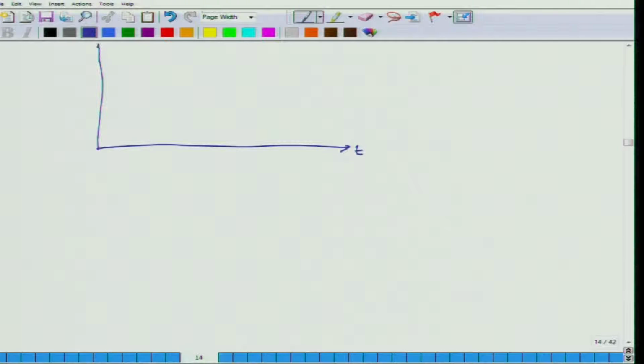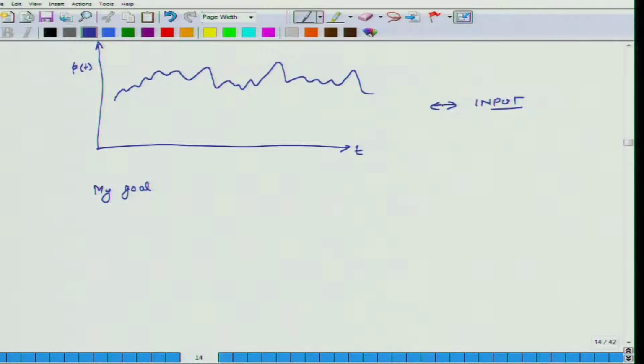this is my time axis and this is my, let's say, pressure as a function of time, and when I take my data using data acquisition system and a microphone and all that stuff, I may get some curve. Okay, and what is my goal? So this is my input, and my goal is to report results in, let's say, octave bands.